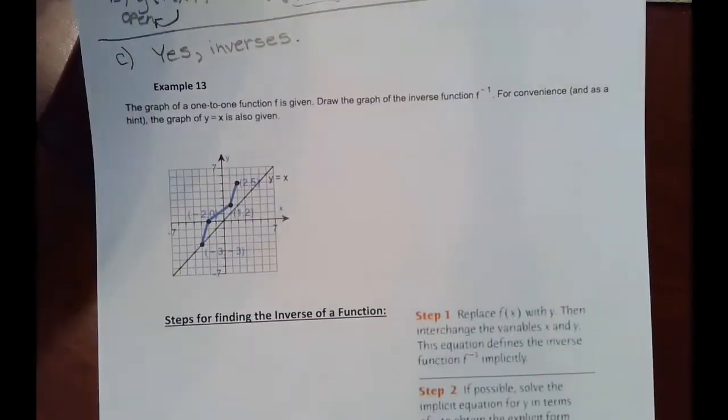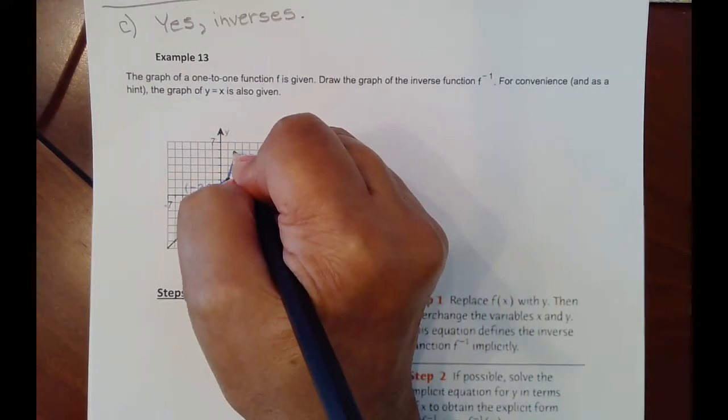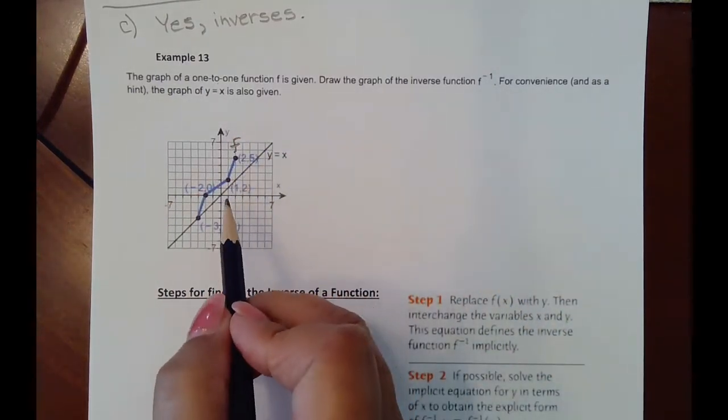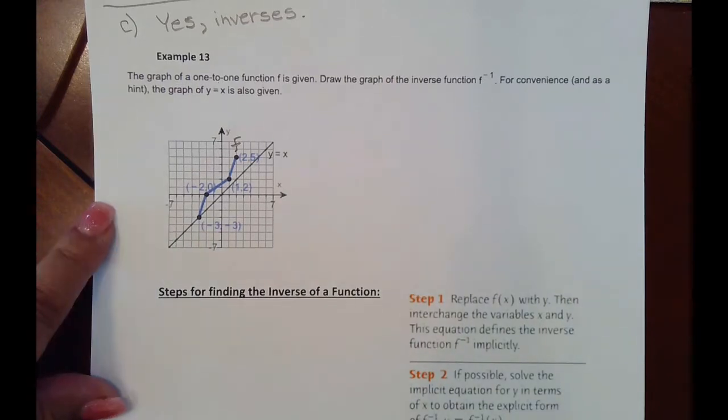Okay, example 13. This is a pretty easy problem: you're just given a graph. They're showing you specific points for the original graph, where they plotted (2, 5), (1, 2), (-2, 0), and (-3, -3). And they want you to come up with the inverse graph.